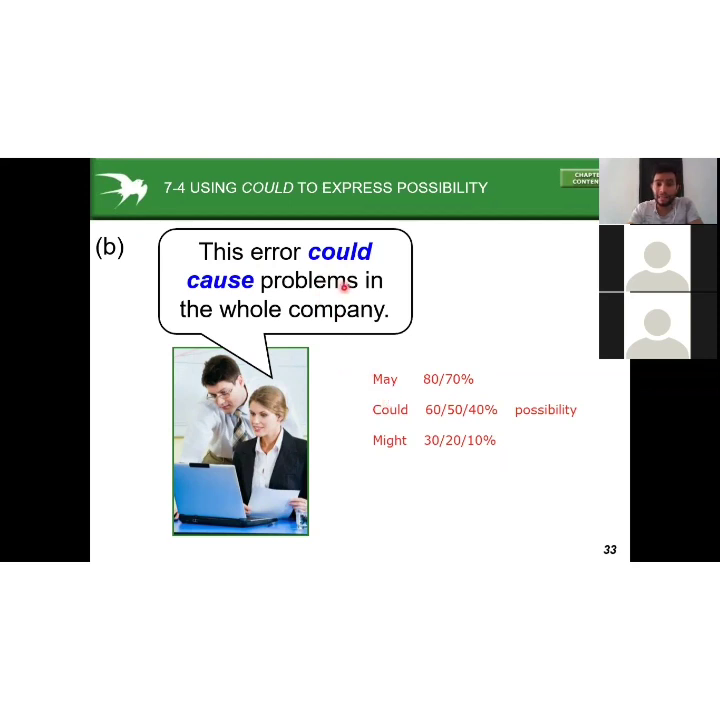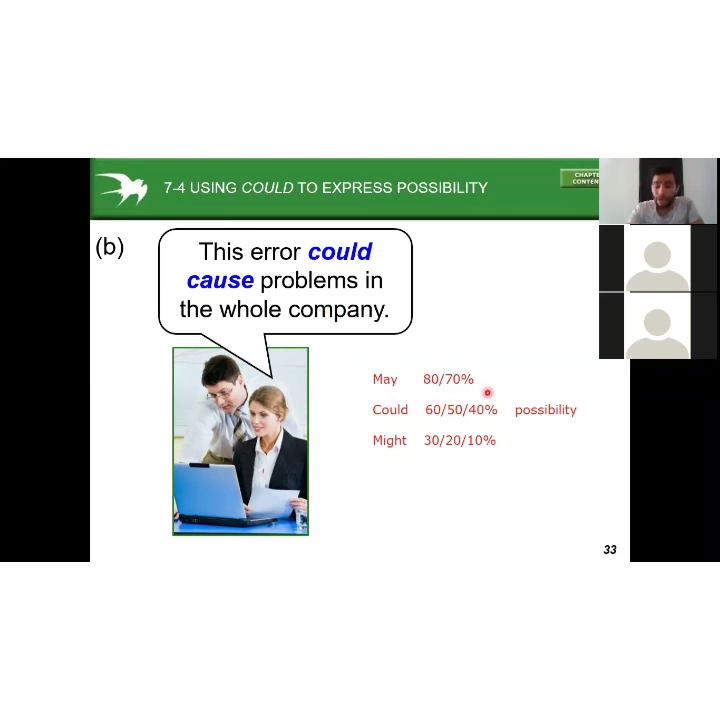If I say may, it means that it's a very big problem. And maybe the company may have a lot of problems, right? If I use could, I am not very sure if the error can cause problems or not, right? It's like 50-50. And in the case of might, maybe it's not a big error, it's something superficial, and nothing is going to happen. It might cause problems, but there's a small possibility for the company to have problems, right?